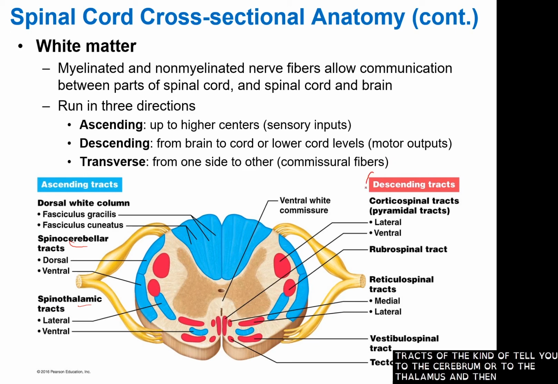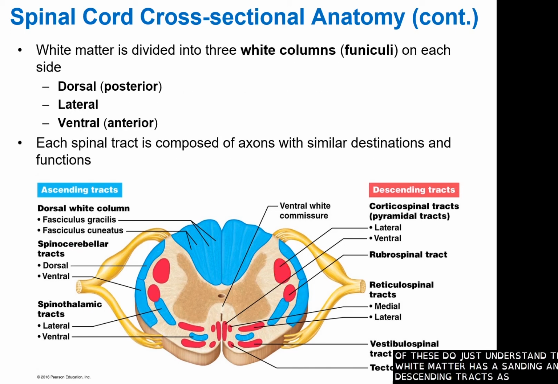And then descending tracts, so corticospinal tracts are your pyramidal tracts that we talked about for your primary motor cortex. So these descending ones are in red here. Red pen isn't a good color. And they're just highlighted in red here. Then there's some other ones: rubrospinal tract, reticulospinal tracts, vestibulospinal tract, and tectospinal tract. Again, you don't have to know what all of these do. Just understand that white matter has ascending and descending tracts as part of it.